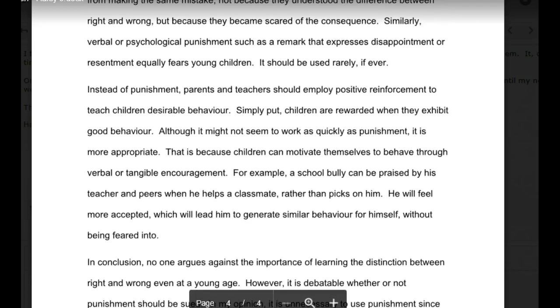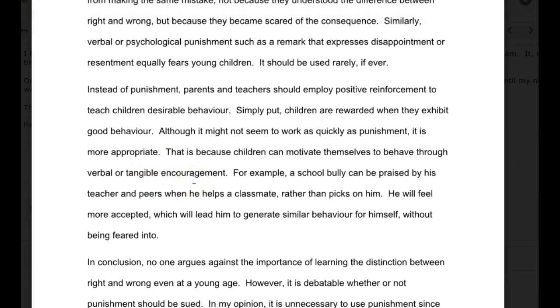Okay. Instead of punishment, parents and teachers should employ positive reinforcement to teach children desirable behavior. Simply put, children are rewarded when they exhibit good behavior. Although it might not seem to work as quickly as punishment, it is more appropriate. That is because children can motivate themselves to behave through verbal or tangible encouragement. Okay, not sure what you mean here by tangible encouragement.